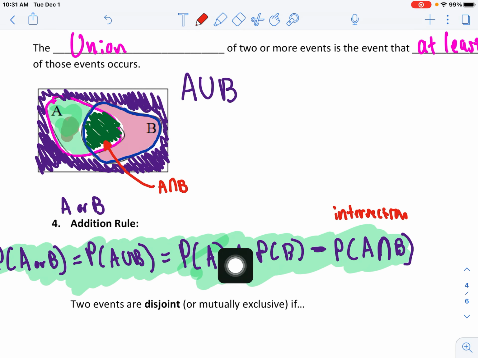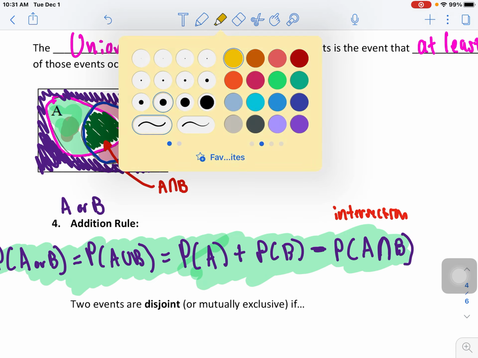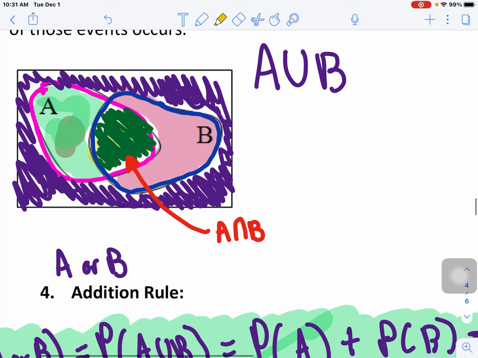So what happens if we take the probability of A plus the probability of B and then we subtract the intersection? We get this whole thing, which I'm going to highlight right now. Let's try to do this in a color that stands out. I'm going to highlight this in gold.